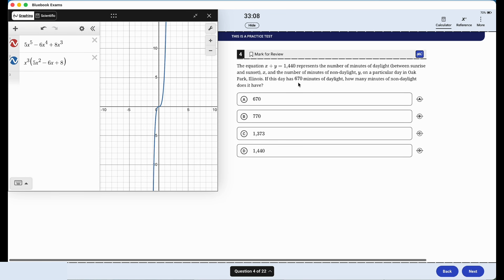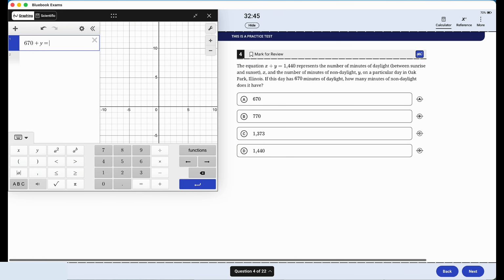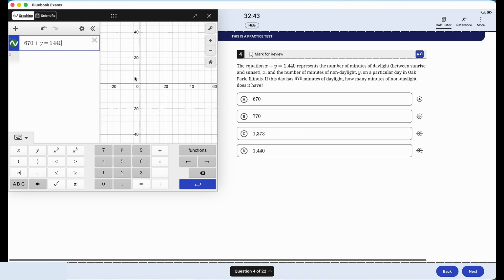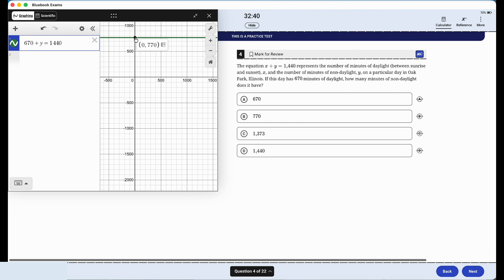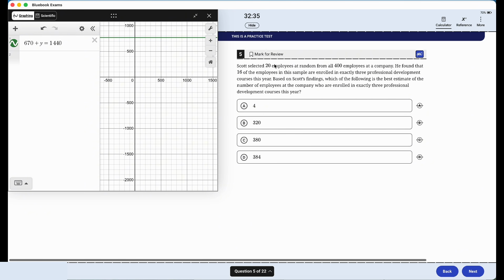Good to know. Next one, they give us an equation, x plus y equals 1440. Number of minutes of daylight, x, so that's what x is, the number of minutes of daylight, and the number of minutes of non-daylight, y. If this day had 670 minutes of daylight, so what did they tell us? They told us x, so you see, I can just plug that in for x, and the question is going to be what's the amount for the non-daylight. You can subtract those yourself. You can put it in Desmos, and you see you can just click on y, and it's going to be 770.